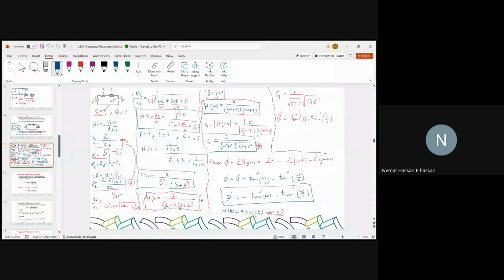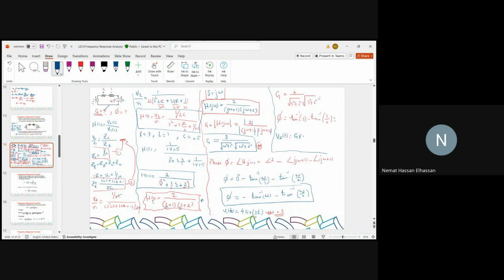And from that, we can say that V2 of t would be equal to the gain multiplied by V1 of t plus a phase shift. So V1 of t is what? 4 sine 3t.